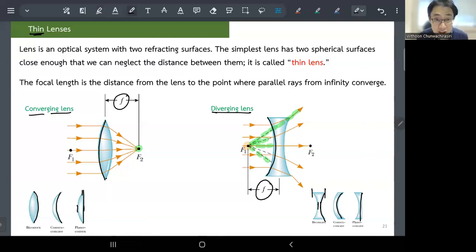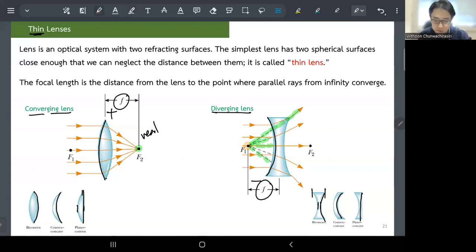And the concepts of the image are going to be the same. What is this? This is real. So you can expect that the focal length of the converging lens is supposed to be positive. It's real. And for the diverging lens, this F is supposed to be negative, because you have to extrapolate. You have to extend your ray by yourself. This is not real. So this is going to be a virtual focal point. And you use the same trick, guys.